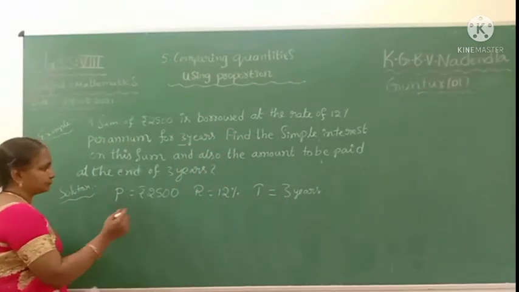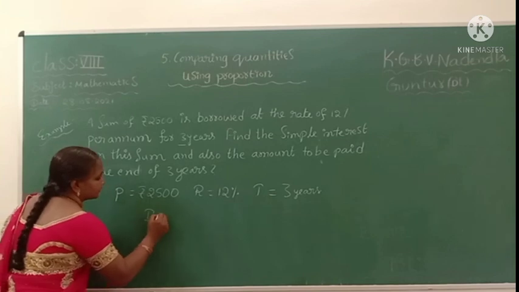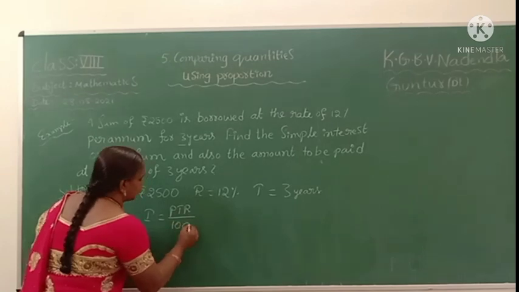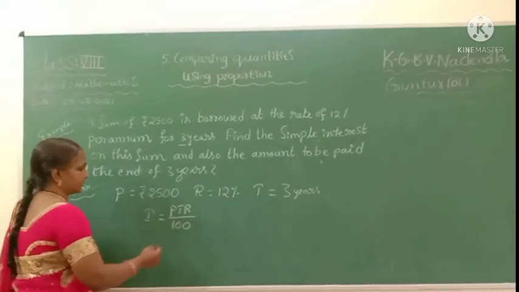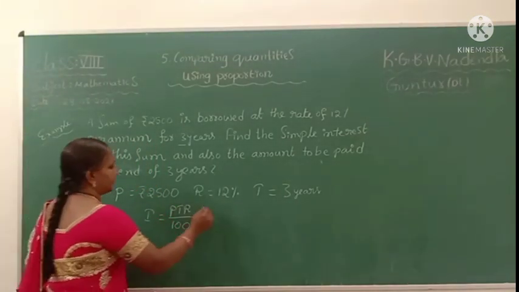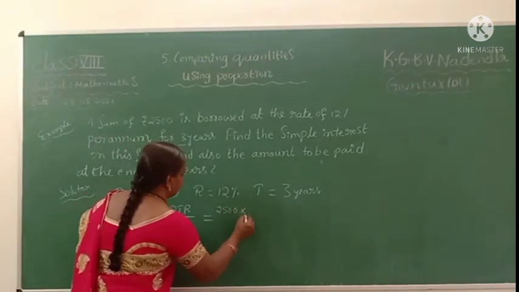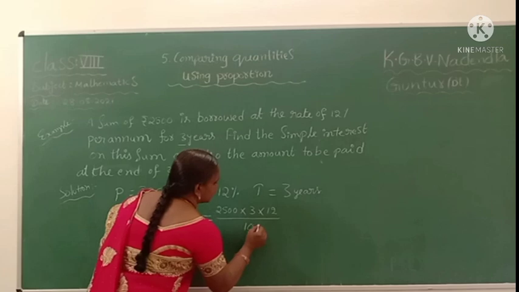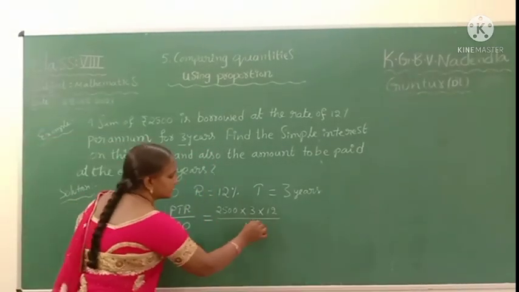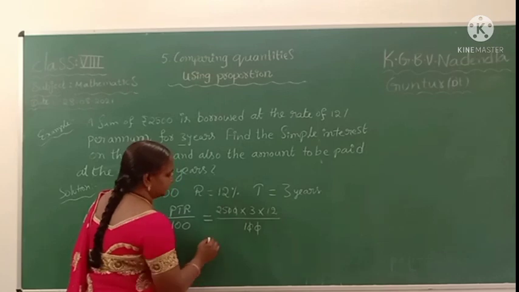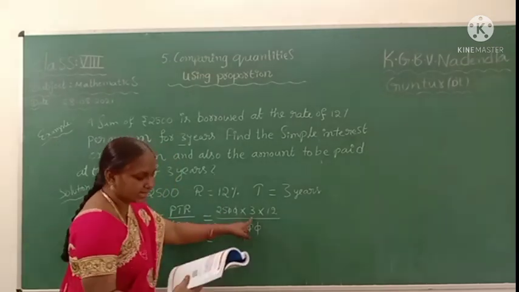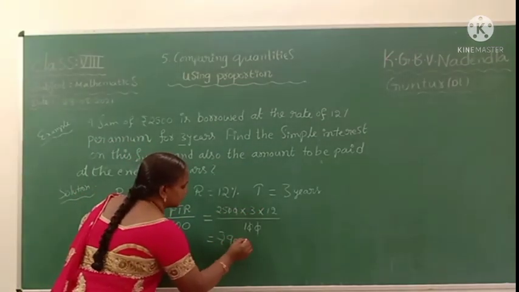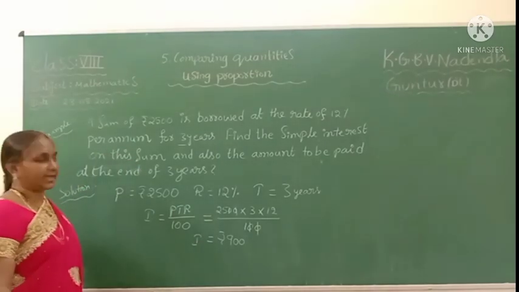Okay. Now we find interest. What is the formula to find interest? I = PTR/100. I = principal 2,500, time 3, rate of interest 12%, so that is 12 by 100. Okay, the zeros cancel. Now 25 times 3 is 75, 75 times 12 is 900 rupees. Now you get the interest is equal to 900 rupees.